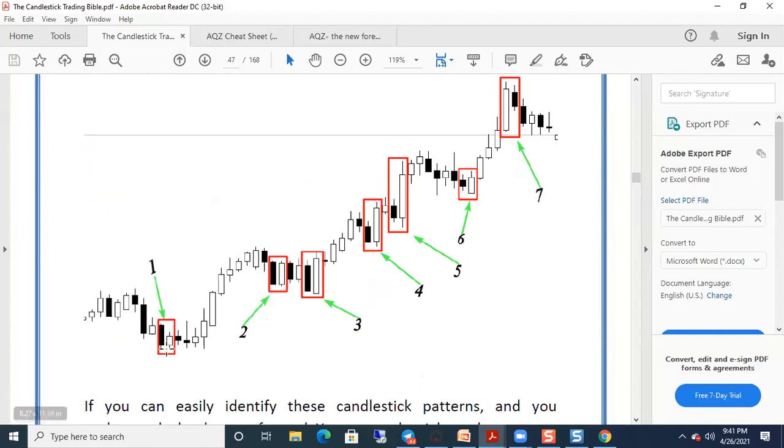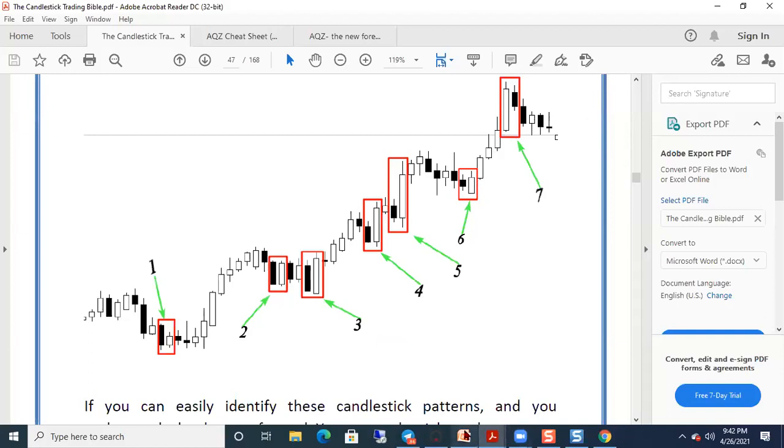So here we have an inside bar. Here we have a tweezer. Here we have something that looks like an engulfing candlestick pattern. Here we have an engulfing number 4. What do we call that? What do we call number 6? And number 7, we call that an inside bar. Right? So let's move on.